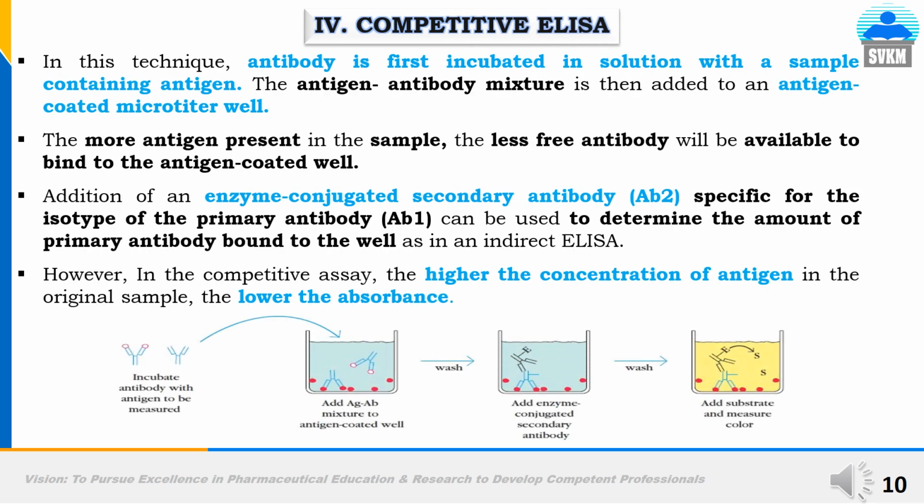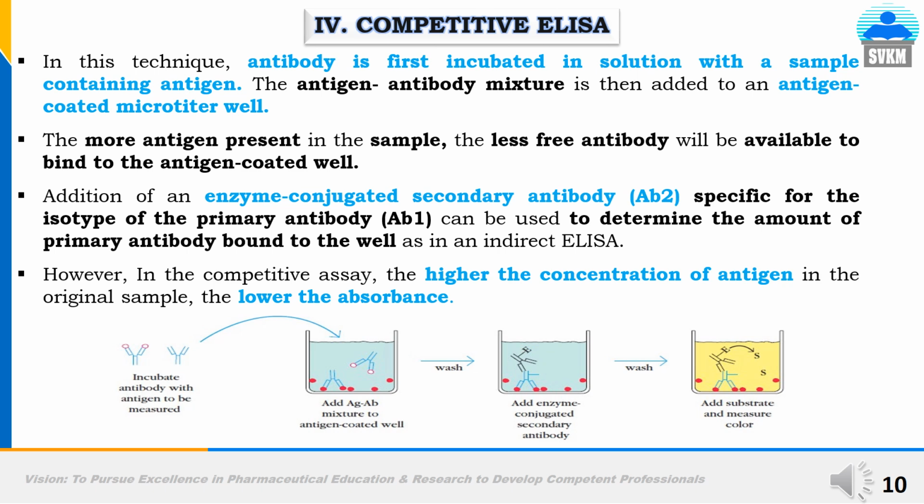The fourth type of ELISA is competitive ELISA. In competitive ELISA, antibodies are initially incubated in a sample solution containing antigens of interest. As per the concentration of antigen present in the sample, antibodies will attach with the antigens and some antibodies may remain free. Now this antigen antibody mixture is added to antigen coated microtiter wells. If more antigens are present in the initial original sample, fewer free antibodies are available to bind to the antigen which is coated in a well. When we add enzyme linked secondary anti-isotypic antibodies, they will bind to primary antibodies as in case of indirect ELISA.